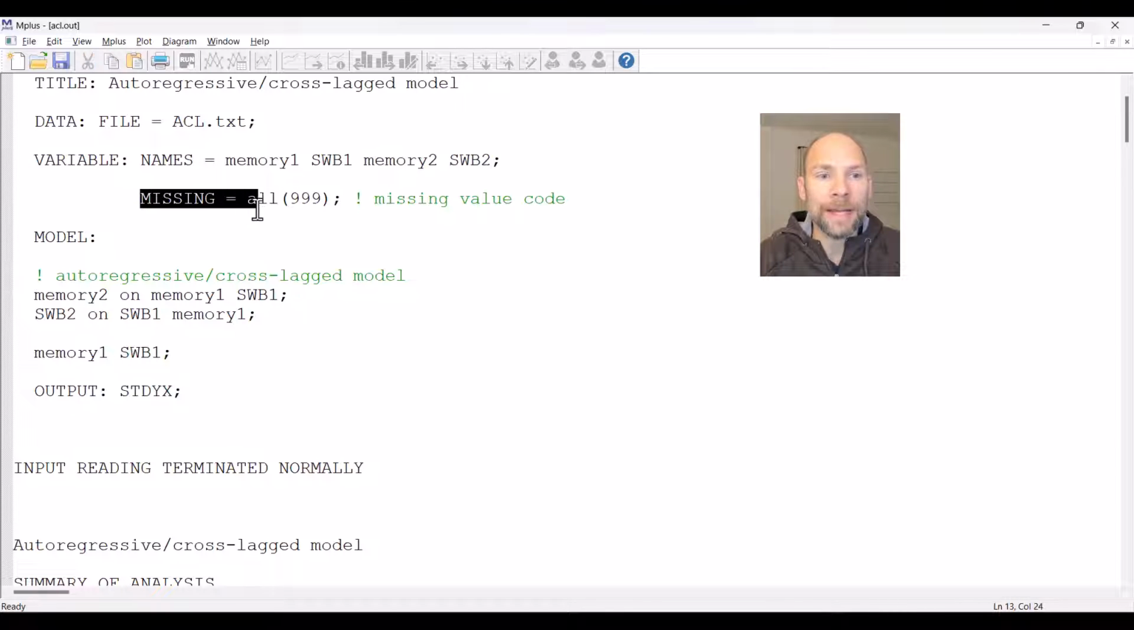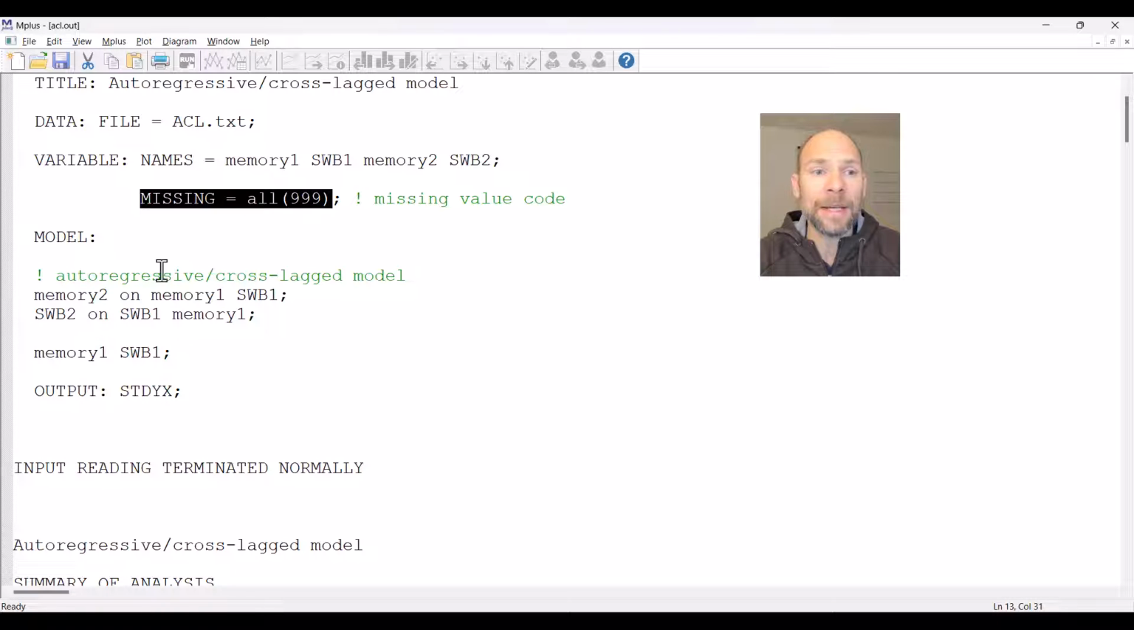Notice also that there are missing values in the data set, and the missing scores are coded as 999 for all 4 variables, and I'm telling Mplus this here so that it will take missing scores into account, which, as we will see in Mplus, is really straightforward using full information maximum likelihood estimation.